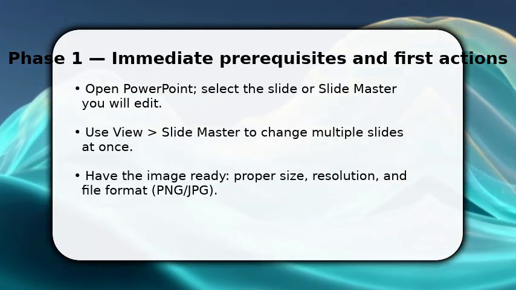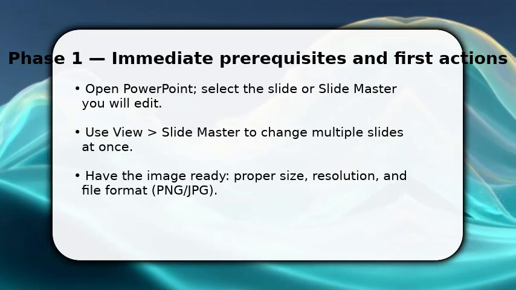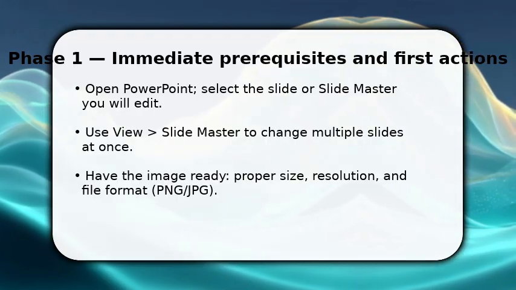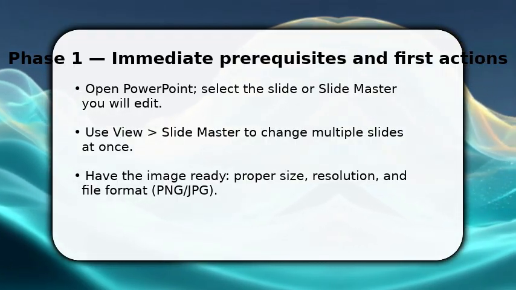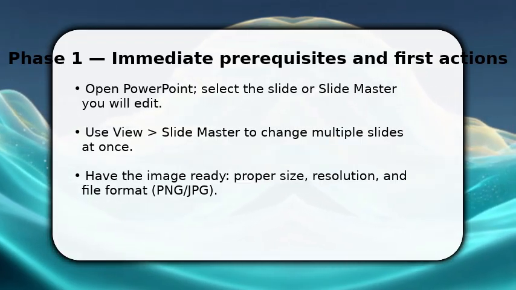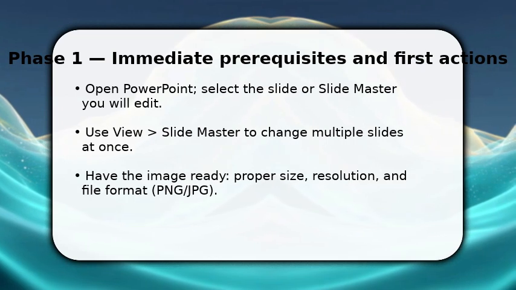Next, make sure your image is sized correctly and in PNG or JPG format so it won't stretch. Once done, click Design Format Background, choose Picture or Texture Fill. You'll see an Insert button. Use it to place your prepared image, and make sure the preview looks right.